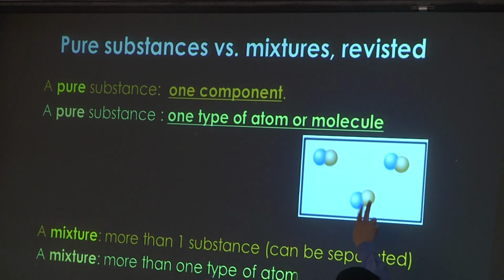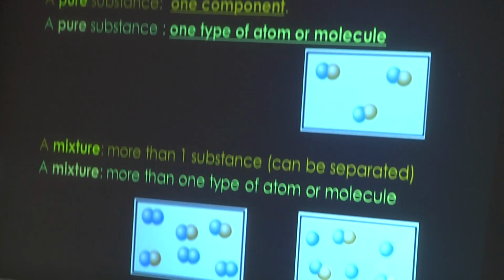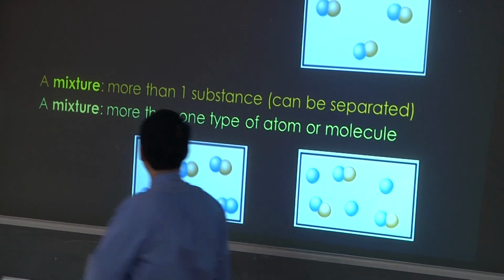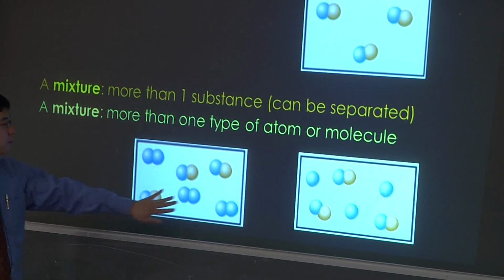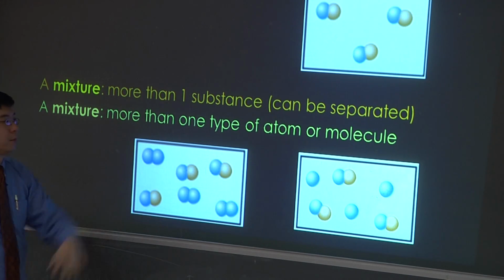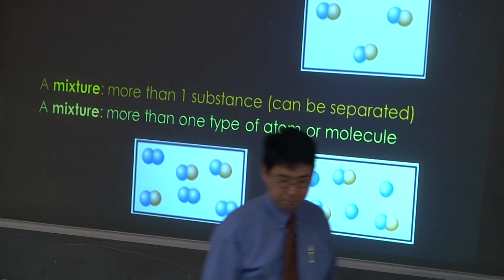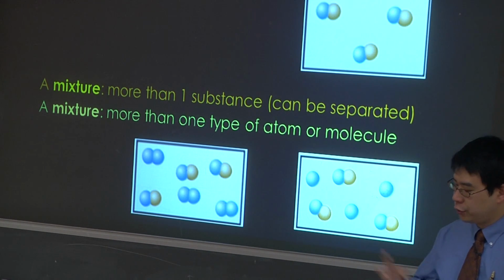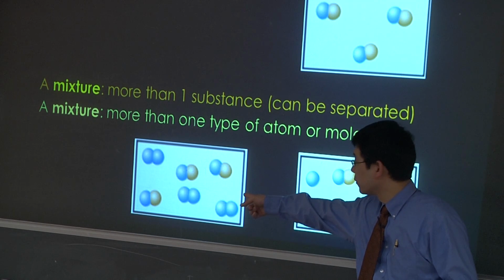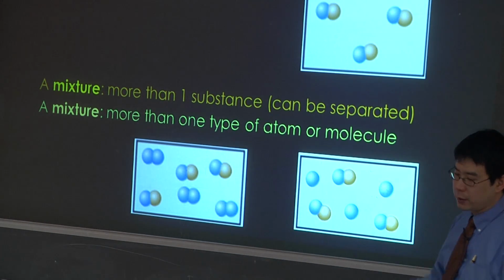So here's an example, right? This is a pure substance. Even though each one of these has two different types of atoms in it, they're each the same, right? Each molecule is the same. A mixture has more than one type of atom or molecule. And so here are two different types of mixtures. Here you have a mixture of blue-blue and blue-red. Here you have a mixture of just blue atoms and blue-red molecules. Each one of these has two different types of, in this case, two different types of molecules. Here, one type of atom, one type of molecule.